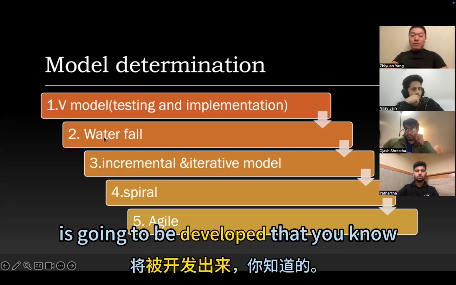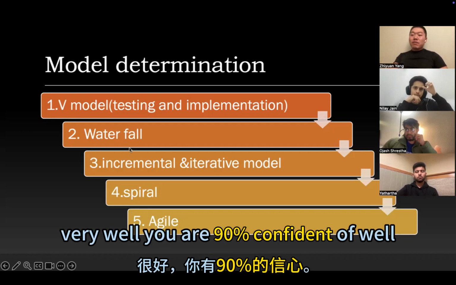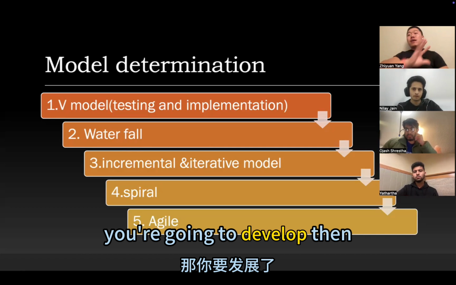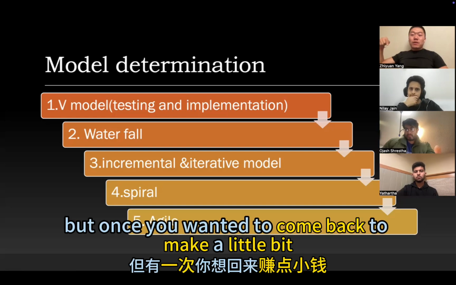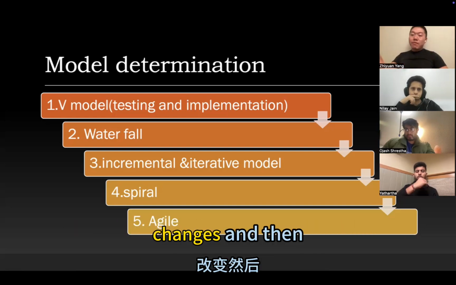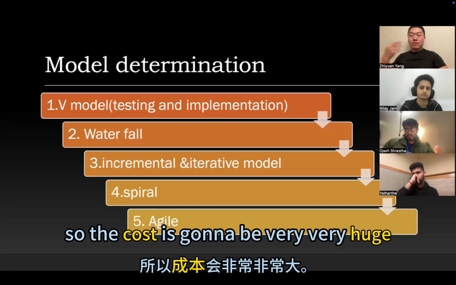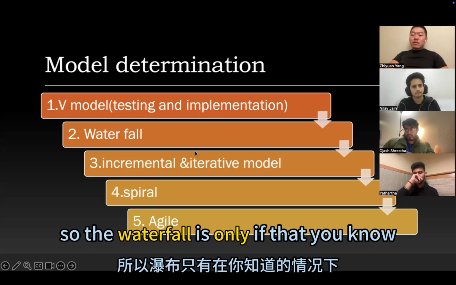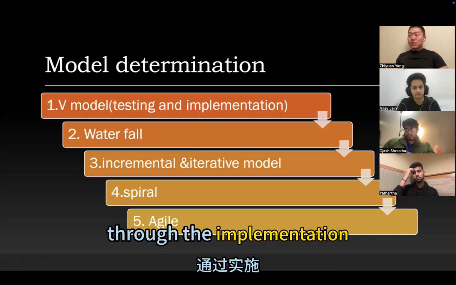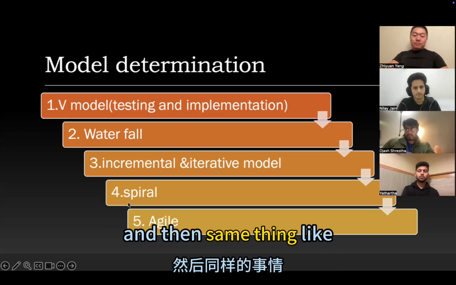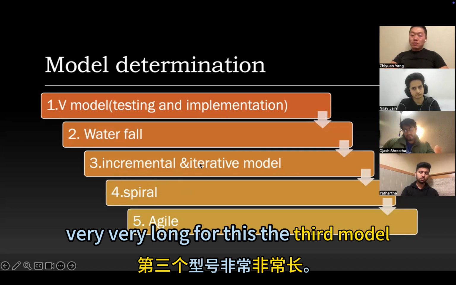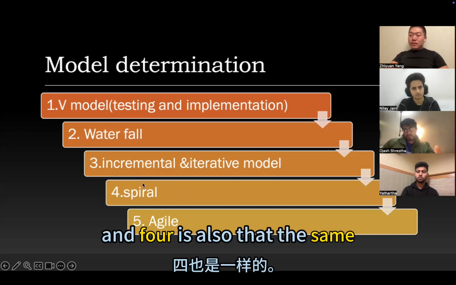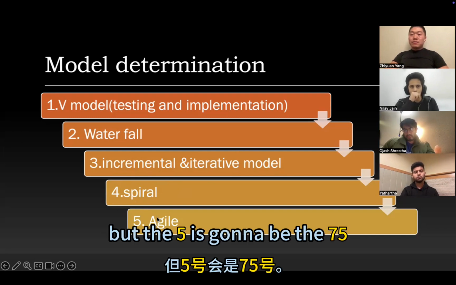Waterfall is usually used when you know very well, you are 90% confident, what you're going to implement and develop. Imagine a waterfall, from top to bottom, and then it's very easy. But once you want to come back and make a little change, every step has to change, so the cost is going to be very huge. So waterfall is only for when you know completely what you're doing in the implementation. The same goes for incremental, where the planning is very long, and for the fourth model. But the fifth is going to be the 75.